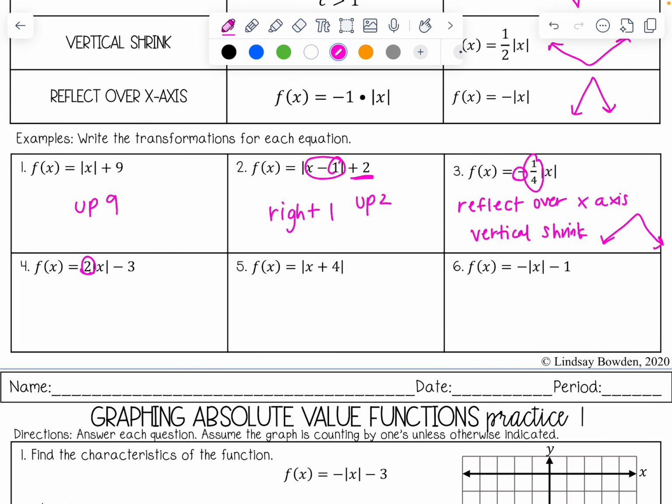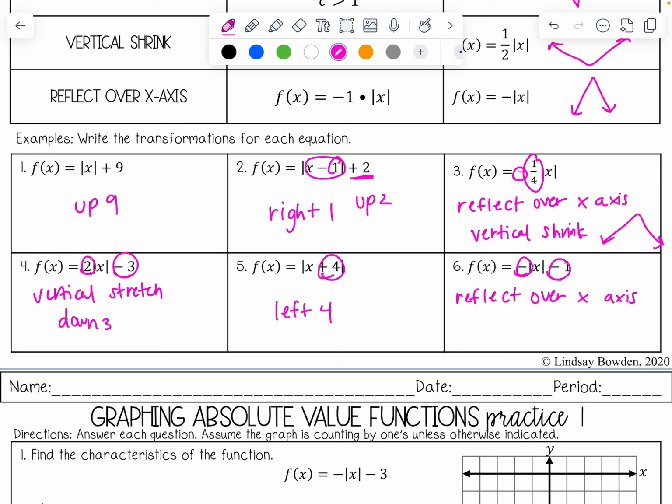All right, the next one, this would be a vertical stretch, so making it tall and skinny. And then this -3 would move it down 3 units. Number 5, this would move it to the left 4. And then number 6, we have a reflection over the x-axis, so flip it upside down. And then move it down 1.